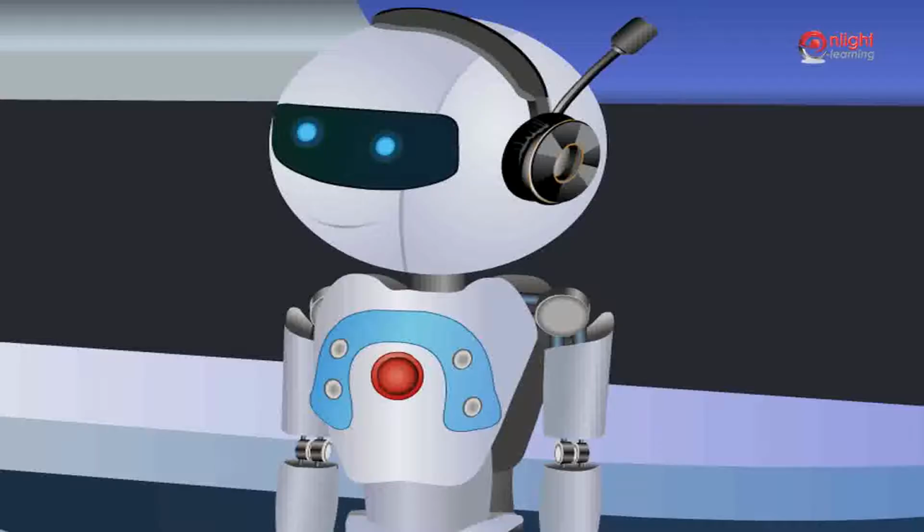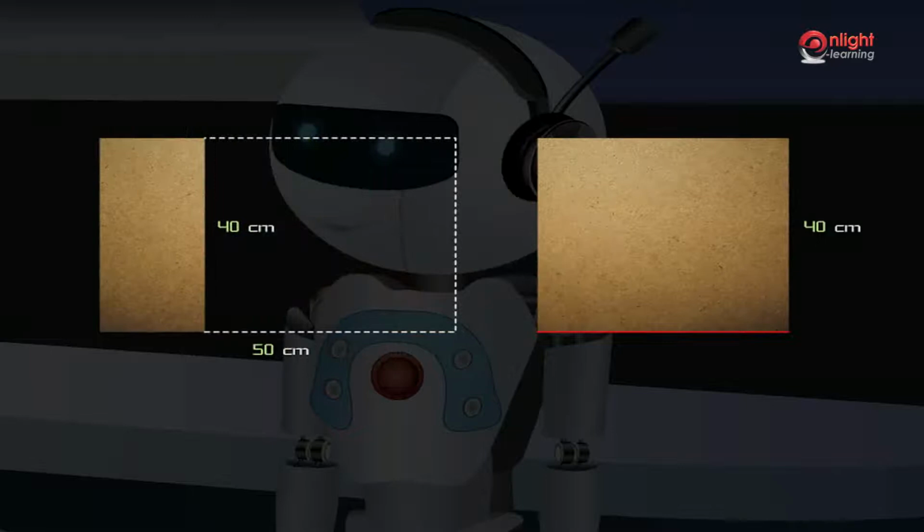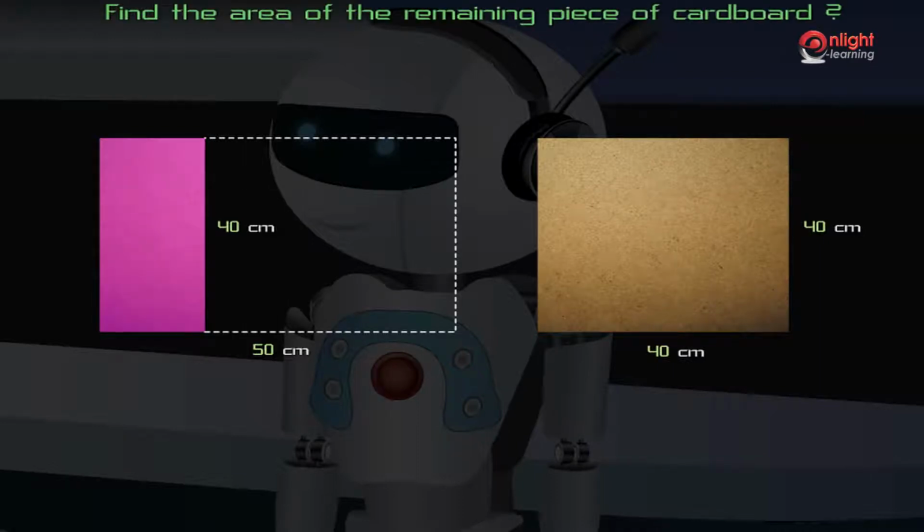Akshita, why don't you try solving this problem? A rectangular cardboard of length 50 centimeters and breadth 40 centimeters is taken, and from the cardboard, a piece of square is cut. The side of the square piece cut is equal to the breadth of the rectangular cardboard. Find the area of the remaining piece of cardboard.